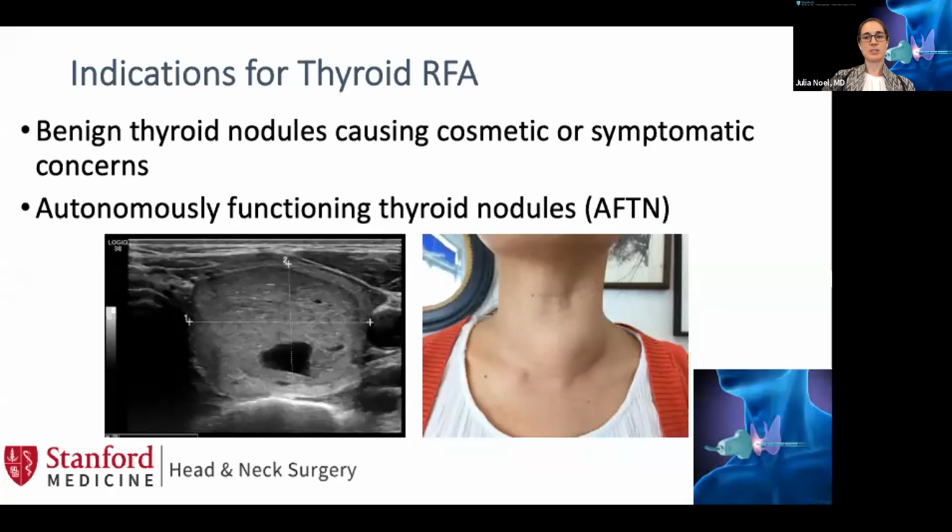So for those patients also with functional thyroid nodules that are contributing to hyperthyroidism, RFA can resolve or at the very least improve the hormonal imbalance in the vast majority of cases, which we'll discuss a bit more in the subsequent talk.